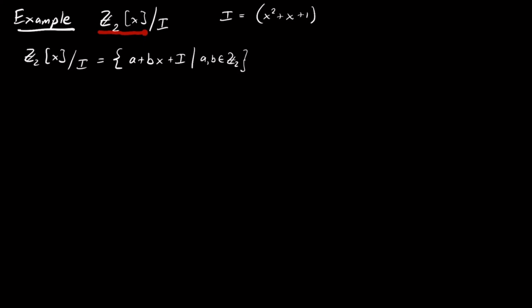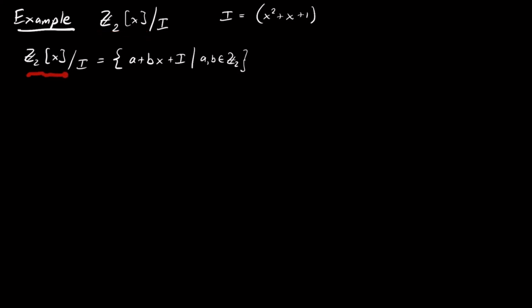We could list some of them. So 1, x, x squared, x cubed, x to the fourth, so on and so forth. And that list continues, right? x to the n, where n is bigger than or equal to 0. I have an infinite list of elements. So the polynomial rings are infinite. But when I quotient this ring, something interesting is going to happen.